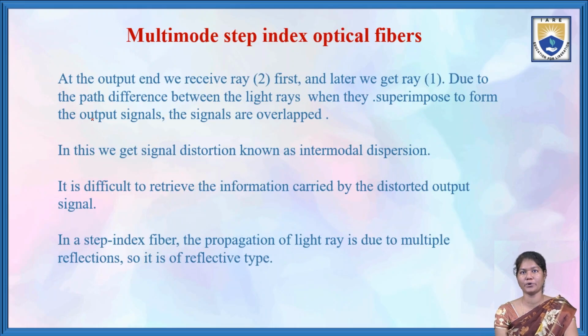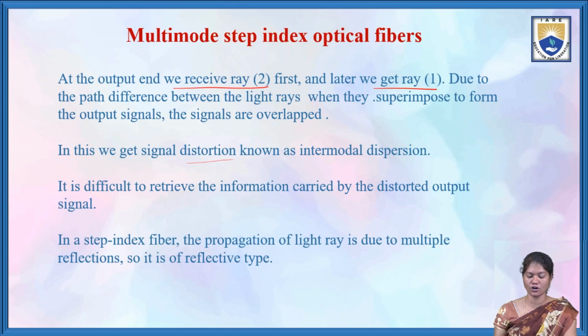So at the output, we receive ray 2 at first and later we get ray 1. Due to the path difference between the light rays, when they superimpose to form the output signals, the signals are overlapped. So we get signal distortion known as intermodal dispersion. It is difficult to retrieve information carried by the distorted output signal.